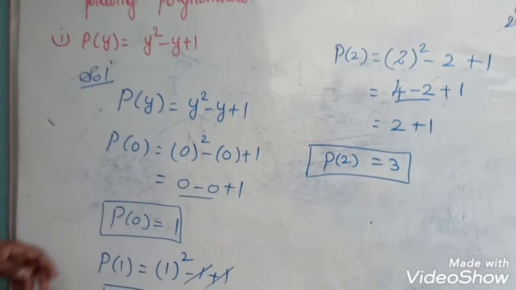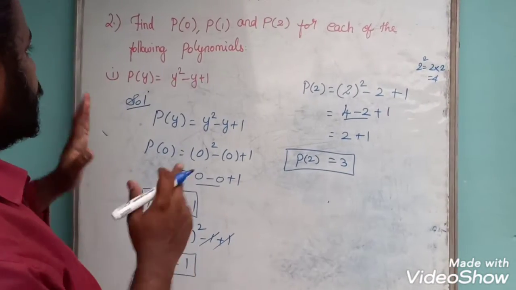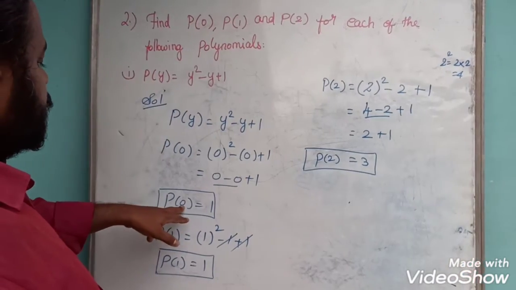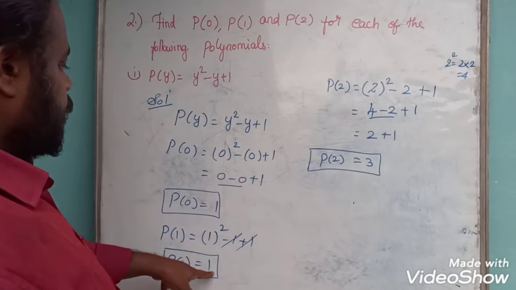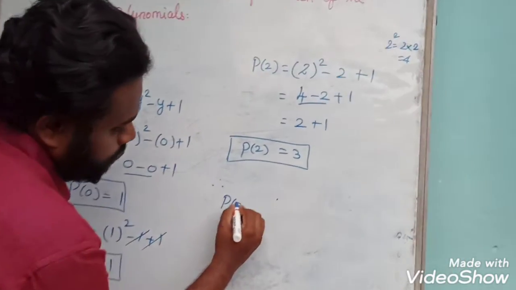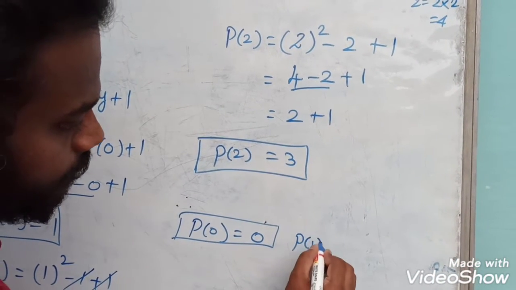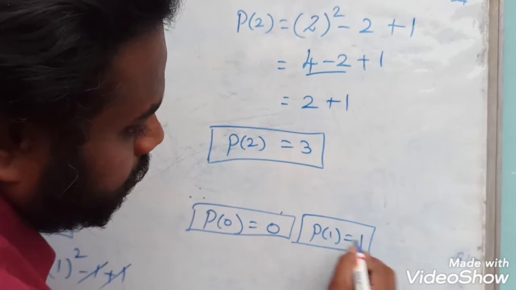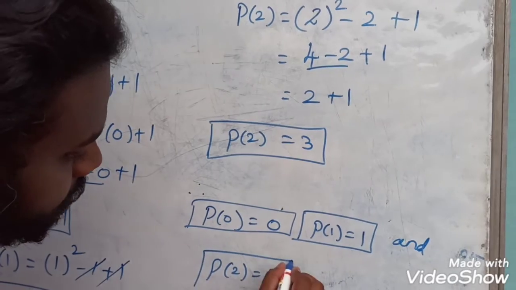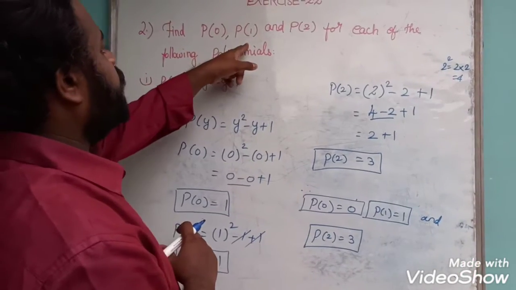So the given polynomial is p of y equal to y square minus y plus 1. We substitute, instead of y, 0, 1 and 2, and we get the following values. We substitute 0, we get 1. We substitute 1, we get 1. Substitute 2, we get 3. Therefore, p of 0 equal to 1, p of 1 equal to 1, and p of 2 equal to 3. In the same way, for the next question we have to find p of 0, p of 1 and p of 2.